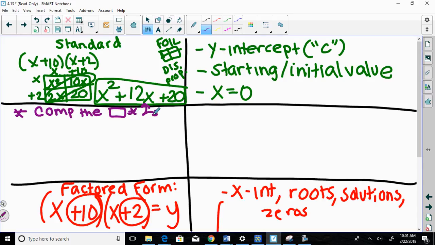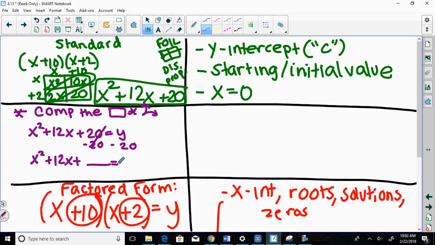So I have x squared plus 12x plus 20 equals y. And I need to do completing the square. How do I start off completing the square? Beautiful. Subtract 20 on both sides. And you end up getting x squared plus 12x plus blank equals negative 20 plus blank. Good. I say it weird because you need to remember completing the square is blanks.